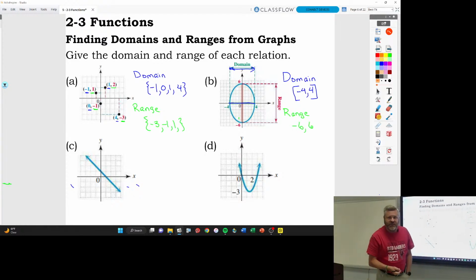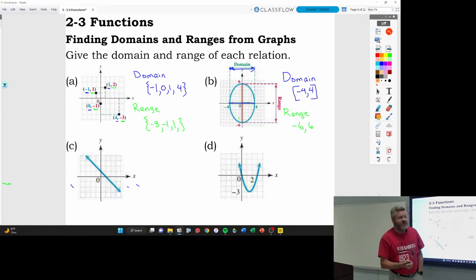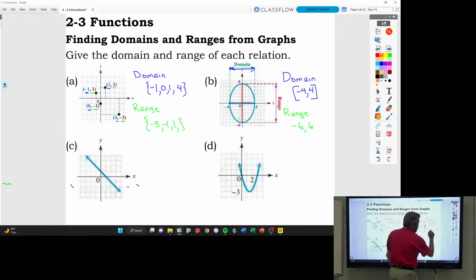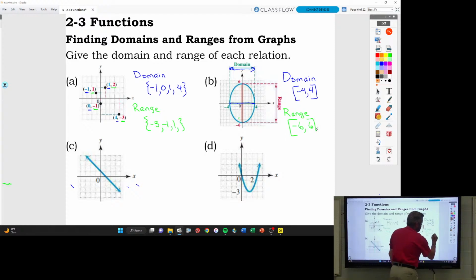Can it equal -6? Yes. Can it equal +6? Yes. So because it can equal those endpoints, we put brackets on there.